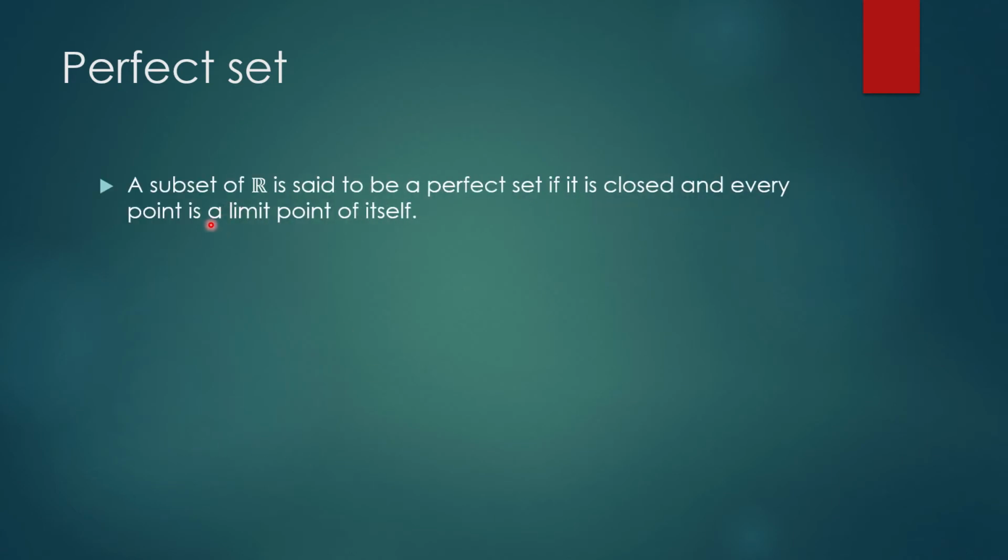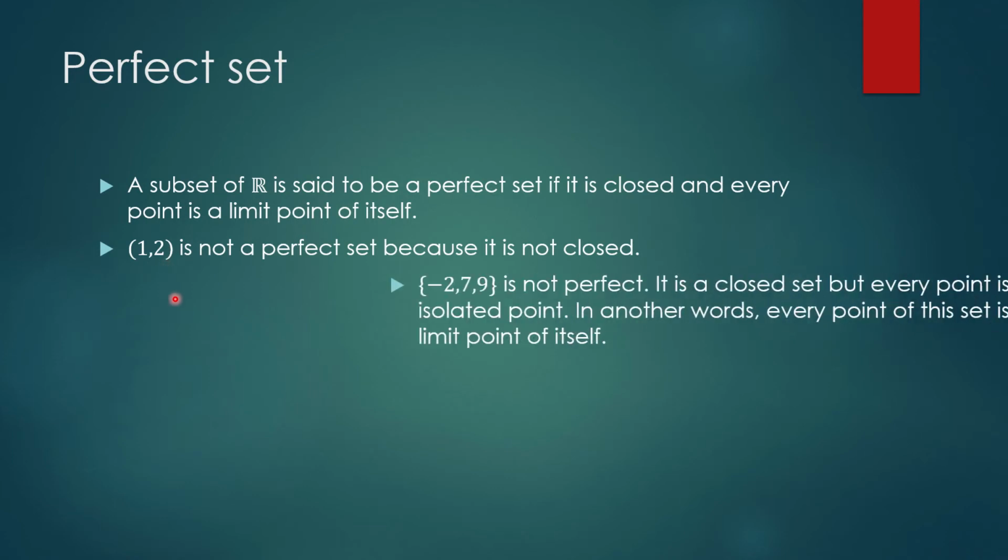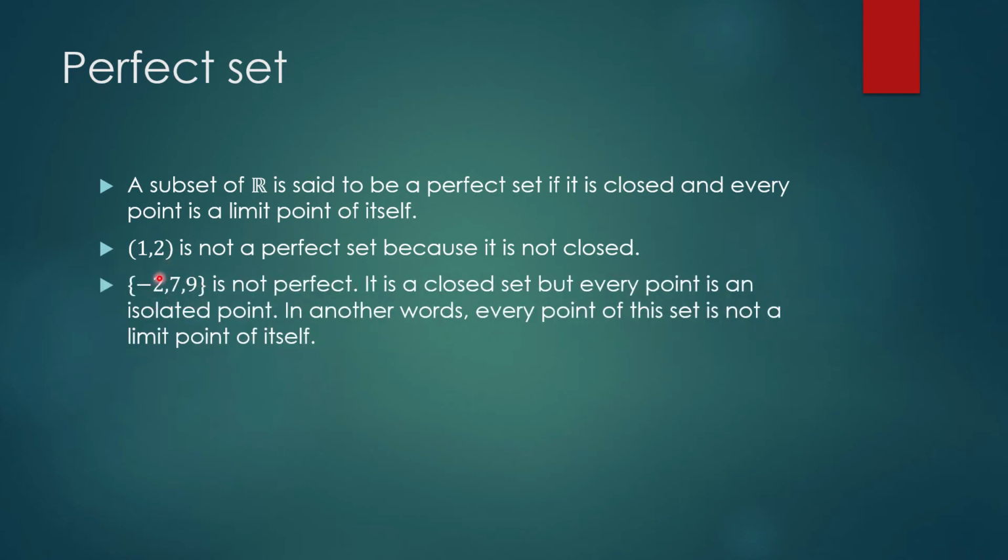A subset of R is said to be a perfect set if it is closed and every point is a limit point of itself. So let us first define the perfect set. A perfect set is a closed subset of R, and every point of it is a limit point of itself. Then we say that set is a perfect set. Some examples: the interval (1, 2) is not a perfect set because this set is not closed. Next, {-2, 7, 9} is a closed set, but it is not a perfect set because none of these points is a limit point of itself. In other words, every point of this set is not a limit point of itself.